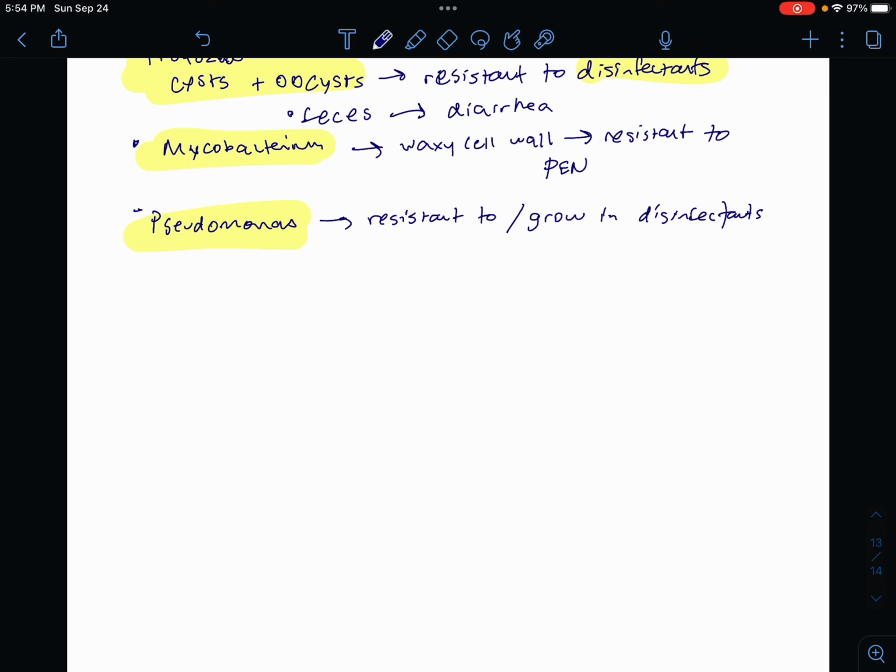We also have a danger from non-enveloped viruses. So something like COVID-19 has a protein coat and an envelope, but we're talking about viruses that do not have that lipid envelope. And these are, again, resistant to disinfectants.